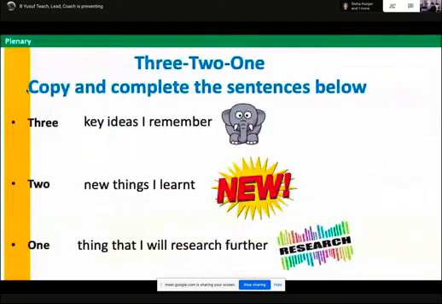Okay, so quick review. What are the 3 key things, key ideas that you can remember from today's topic? What are the 2 new things you've actually learned? And what is 1 thing that you will research further on this particular topic?